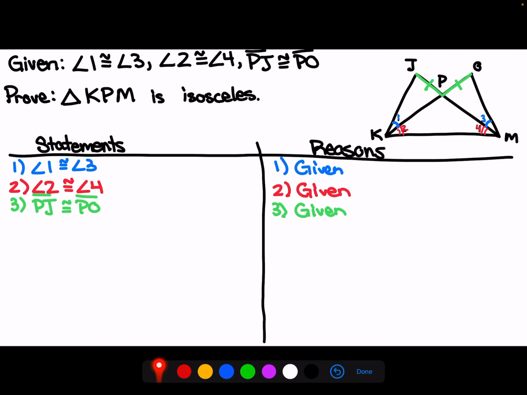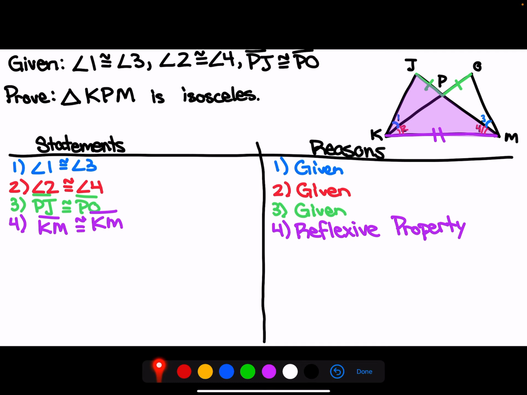So, which other triangles can I use? Well, what if I use triangle JKM and triangle OKM? So what if I use these two triangles, JKM and OMK? Let me make sure that I'm naming those right. If I use those two triangles, they share something. They're overlapping. Well, what's overlapping? Segment KM. So we can say KM is congruent to itself. And any time that something's congruent to itself, it's always by the reflexive property. So KM is congruent to KM by the reflexive property.